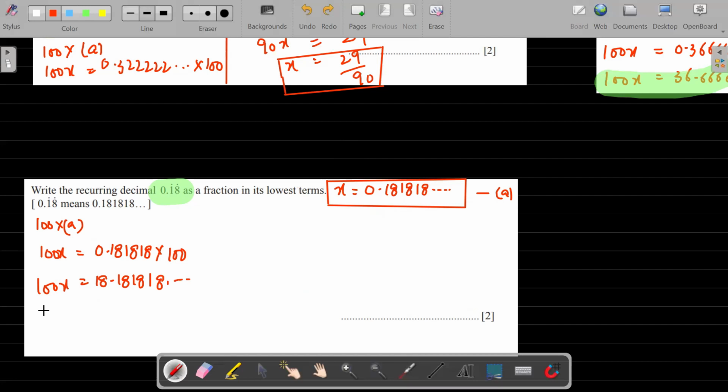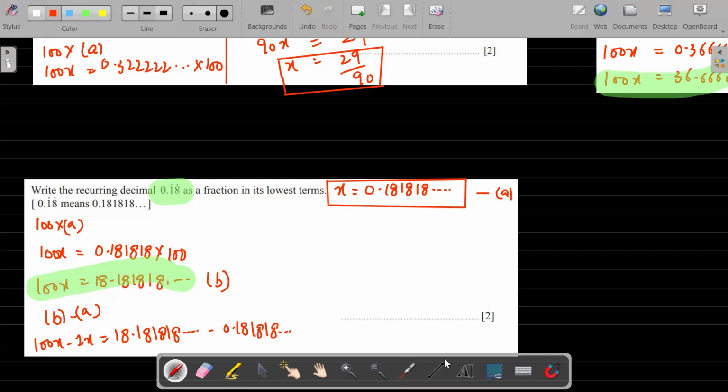Otherwise, if you're comfortable, you can multiply it by 10 as well and then subtract those two, like we have done in the previous questions. So it's totally your choice. You can do as you want. So I'm going to name it as equation B. This is my equation B. So let's subtract equation A from equation B. And it will be 100x minus 0.181818 and so on, equals 18.181818 and so on, minus 0.181818 and so on.